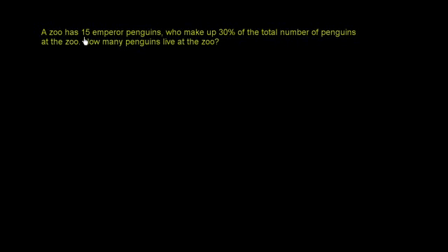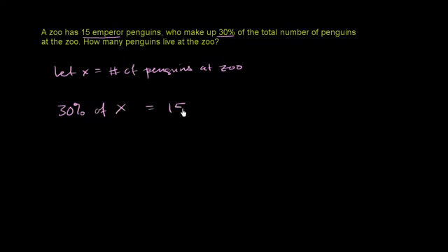A zoo has 15 emperor penguins who make up 30% of the total number of penguins at the zoo. How many penguins live at the zoo? So let's let x equal the total number of penguins who live at the zoo. So they're telling us that 30% of that are the emperor penguins, which are 15. So they're saying if we take 30%, so 30% of x is equal to 15.